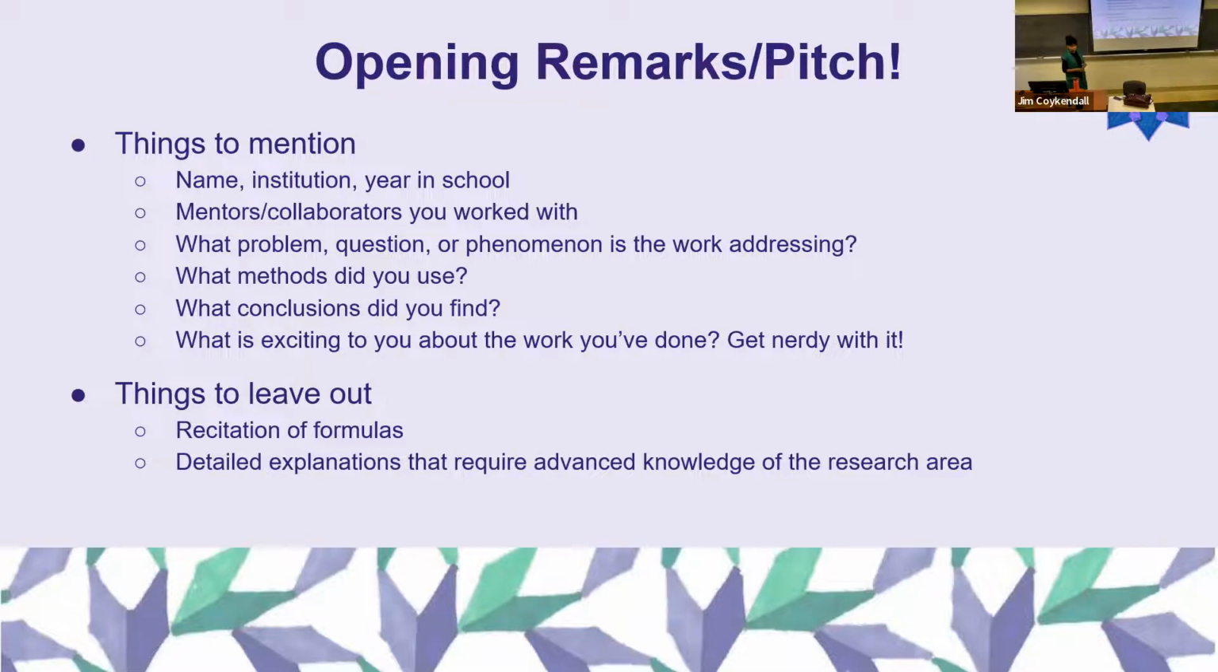And again, it's the opportunity for the people who are attending your poster to give you ideas, and for you to keep these in the back of your mind when you go back home to your university and you're working on your research.